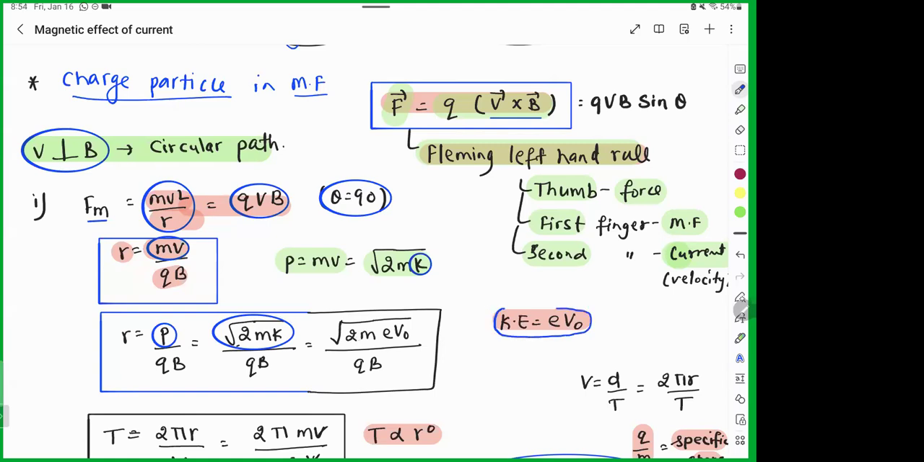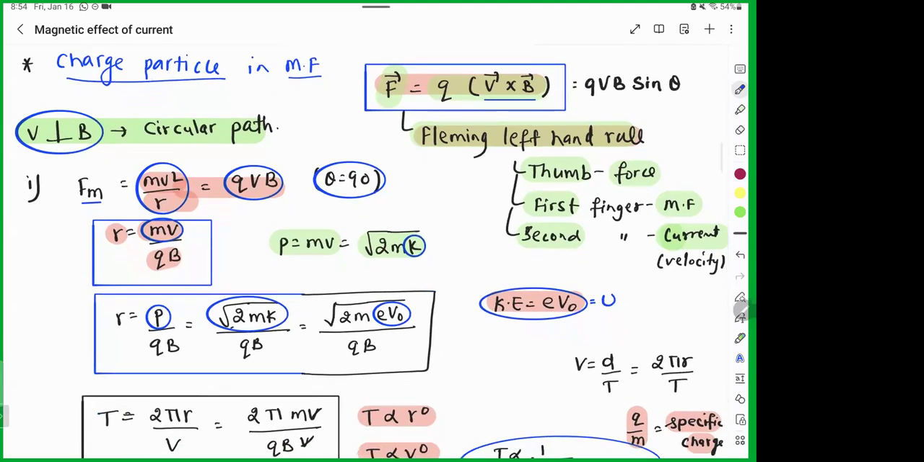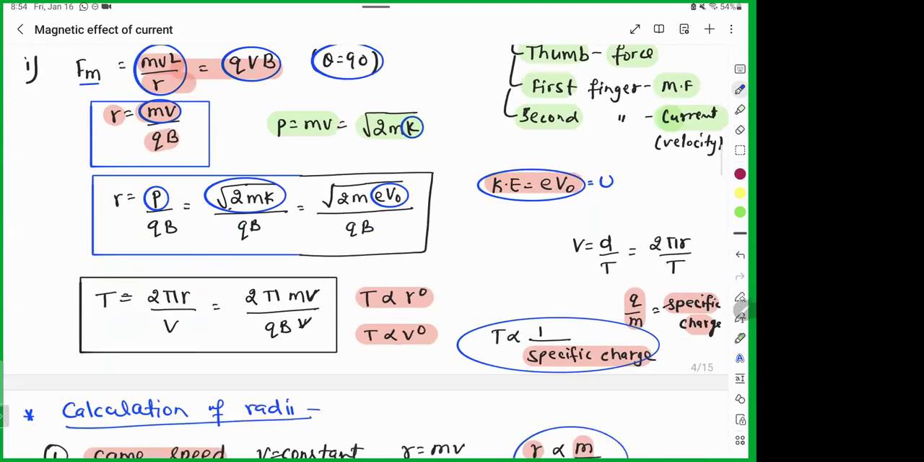When your kinetic energy is converted into potential energy, because this is also equal to the potential energy, instead of K you can write eV naught. Okay, K is equal to eV naught. Example, if you calculate time period, this is time period. This is radius.